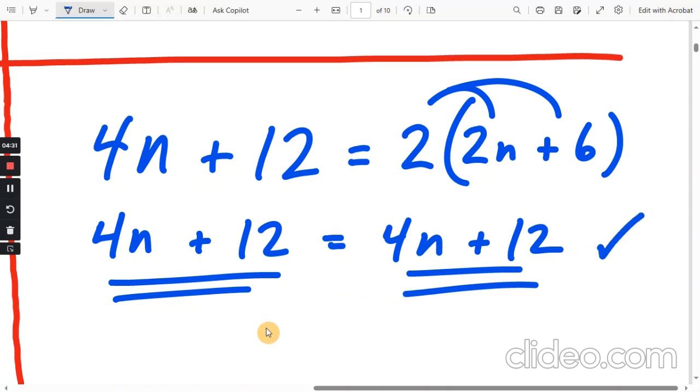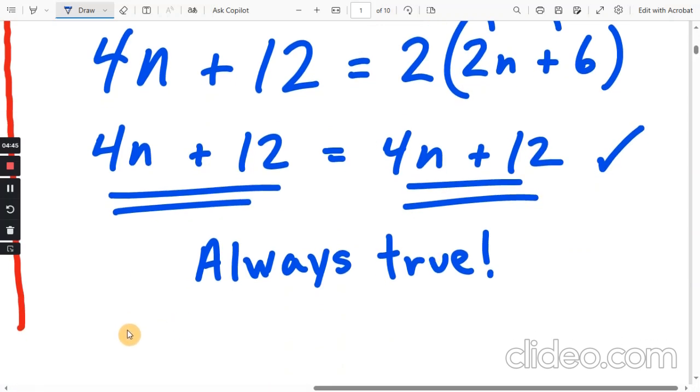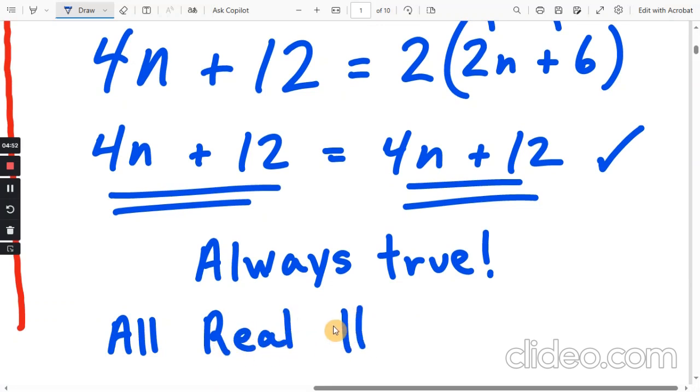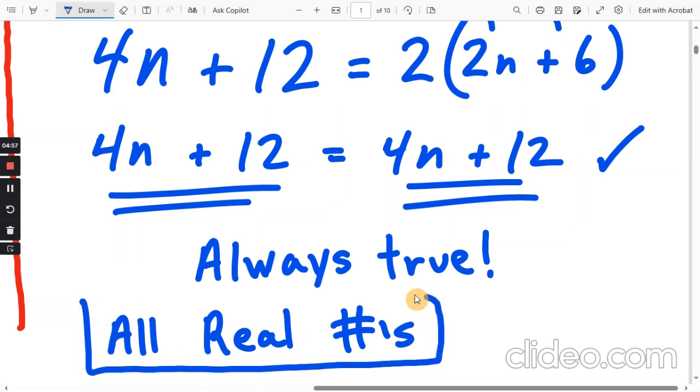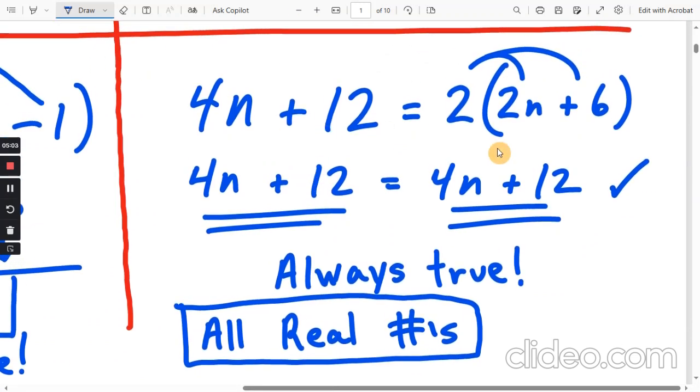So this right here is always true. All right, and since it's equal, it's always true. The answer is going to be all real numbers. All right, anything you plug in for n will work in this case.